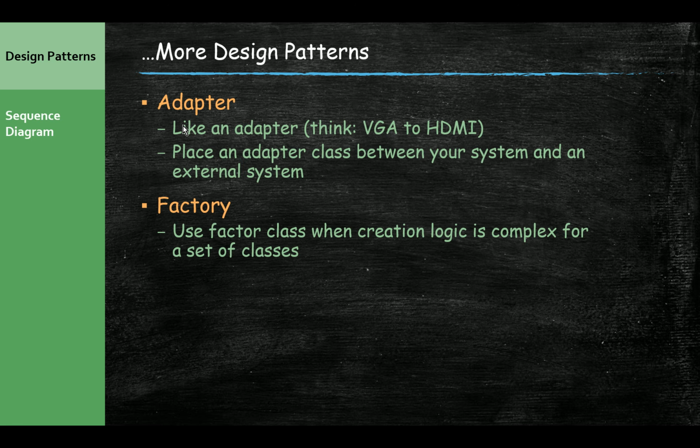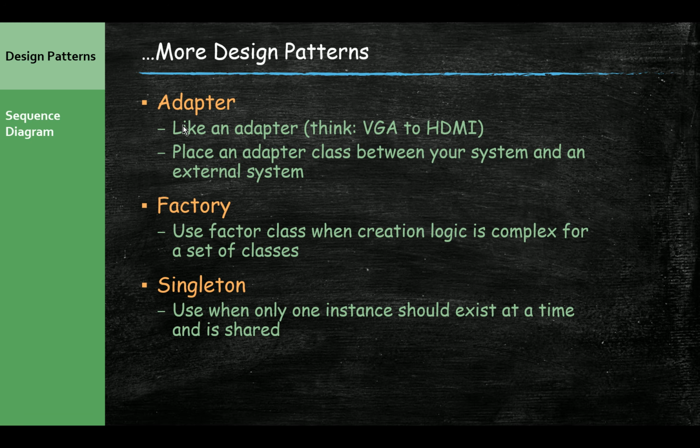Whether it's manipulating an image or adding new images to the object or what have you. So that's an example of using a factory class. Another example they talk about in your textbook is the singleton design pattern. You use this when only one instance should exist at a time and it's shared. So I'll give you an example.